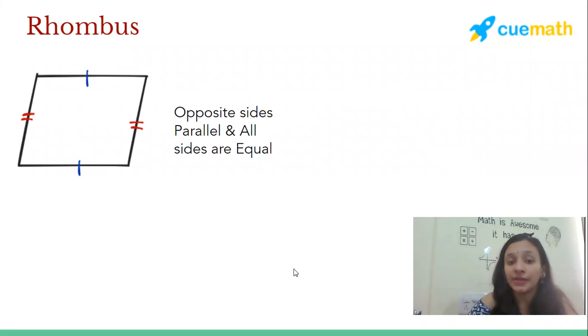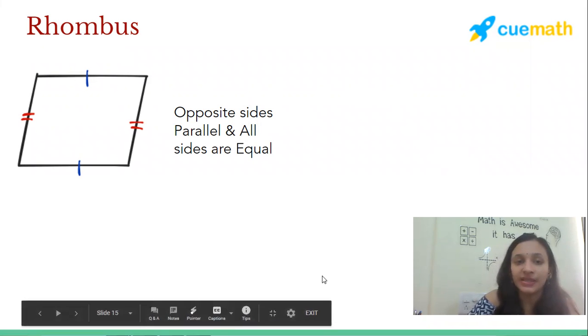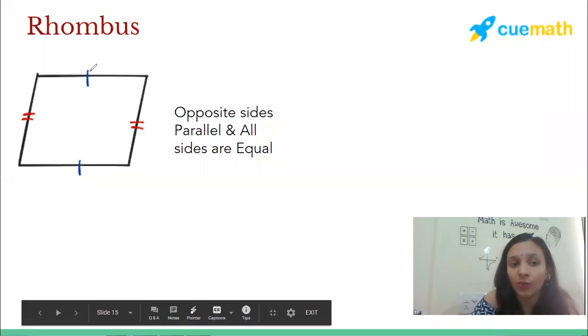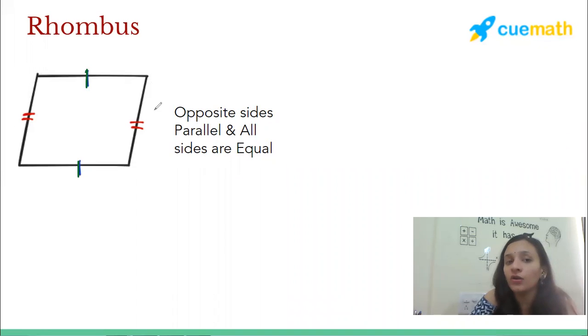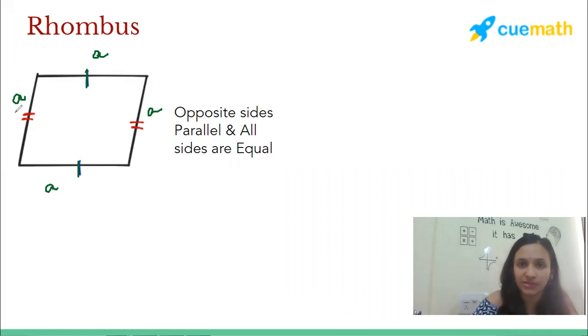Also, it doesn't only mean that the opposite sides are parallel, but also, so this side is parallel to this side. But the length of all 4 sides is equal. If this is A, this is also A, this is also A, and this also is A. Okay, so that's how you see a very basic difference from a parallelogram to this. All the sides are parallel and equal, but in a parallelogram, opposite sides are only parallel.